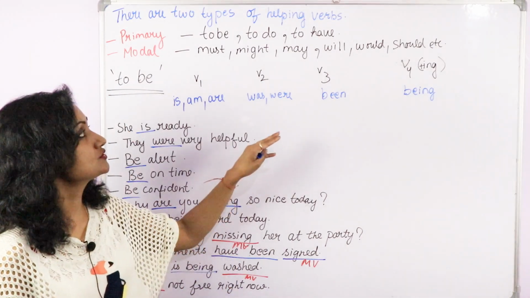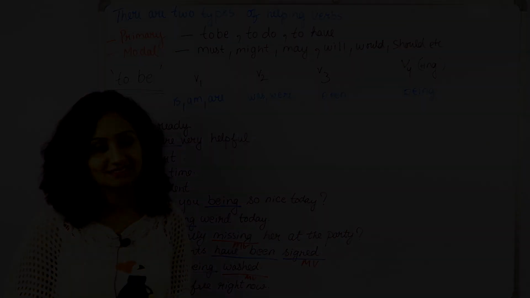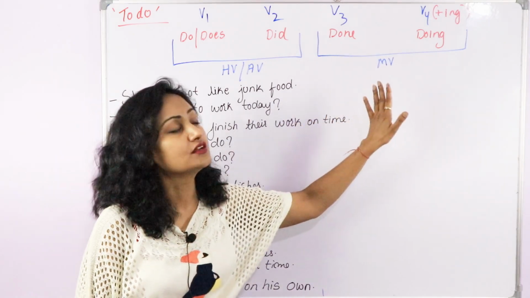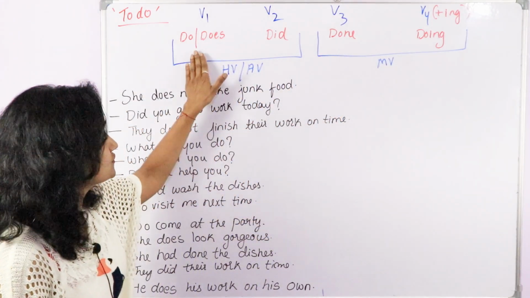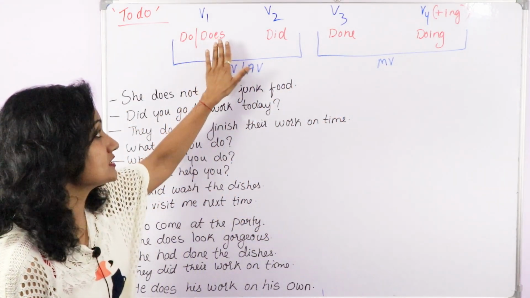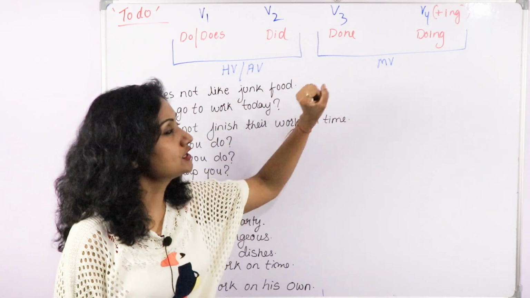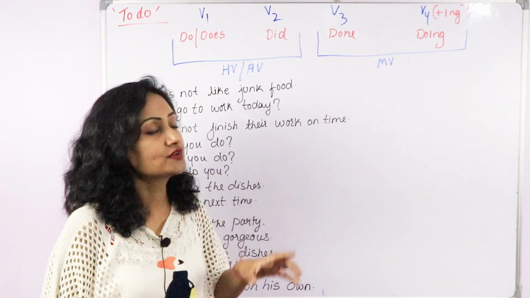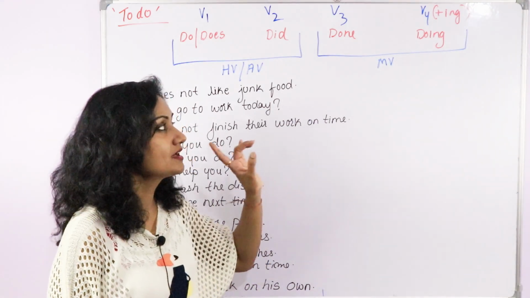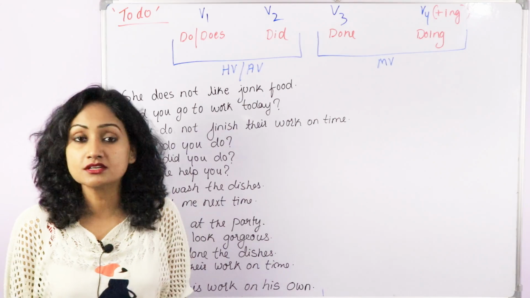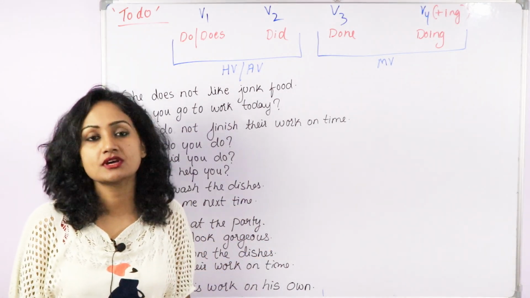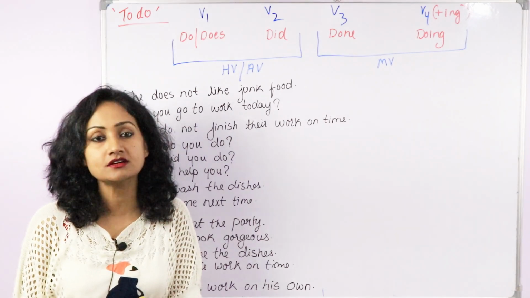Now let's move on to do verbs. To do verbs are do, does, did, done, doing. So first form of the verb is do or does, second form is did, third form or past participle is done, and fourth form present participle with ing is doing. So like other primary helping verbs, to do verbs can also be used as a main verb as well as a helping verb.